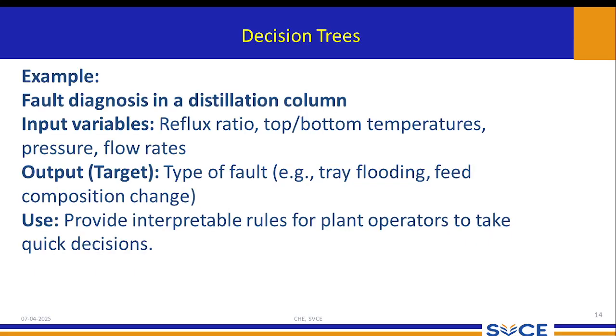With this, I would like to conclude supervised learning and wind up what has been covered so far. In supervised learning, we have different algorithms: linear regression, logistic regression, as well as the decision tree. We have seen at least three examples for each of these three, linear regression, logistic regression and decision tree, with a chemical engineering background.